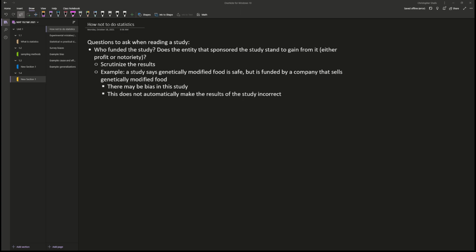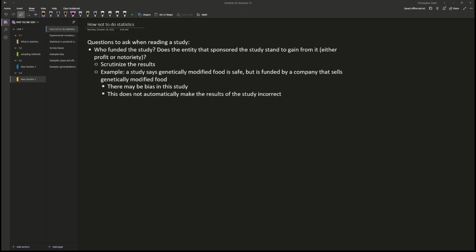One of the first things that we should ask is who funded the study? Does the entity that sponsored the study stand to gain from it, either in terms of profit or notoriety? In this case, we should scrutinize the results to make sure they are sound. This doesn't automatically mean that the results are wrong, just that we should be critical of them.